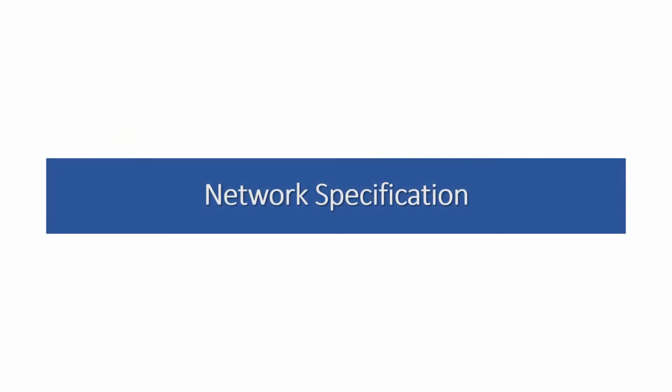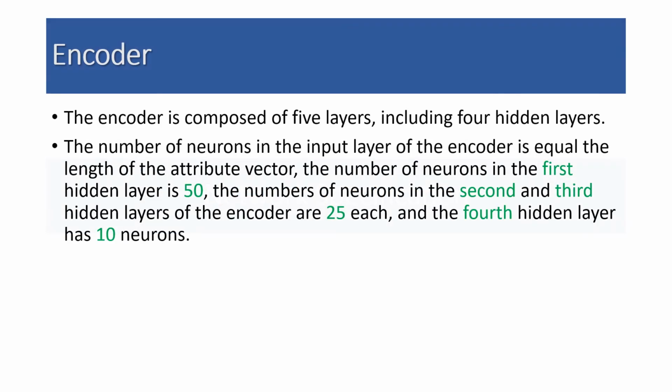Now look at the detailed network specification. The autoencoder has 5 layers, including the input layer and 4 hidden layers. The number of neurons in the input layer of the encoder is equal to the length of the attribute vector, which in the case of CKSAAP with k equal to 8 is 3600. The number of neurons in the first hidden layer is 50. The number of neurons in the second and the third layer of the encoder is 25 each, and the fourth hidden layer has 10 neurons.